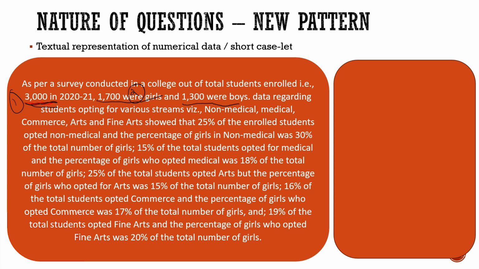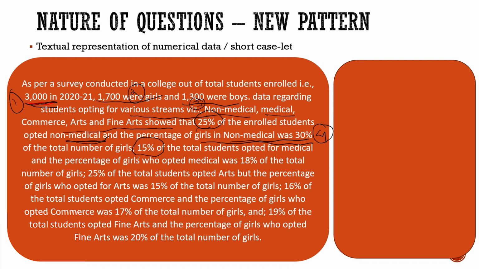The third numerical information which you will get here is about various streams of studies, that is non-medical, medical, commerce, arts and fine arts. Okay, and it shows that 25% of the enrolled students opted non-medical, and the percentage of girls in non-medical was 30%. So this is the third set of information where you will get information about non-medical registration of students, and the fourth information you will get is how many girls are enrolled in the non-medical stream.